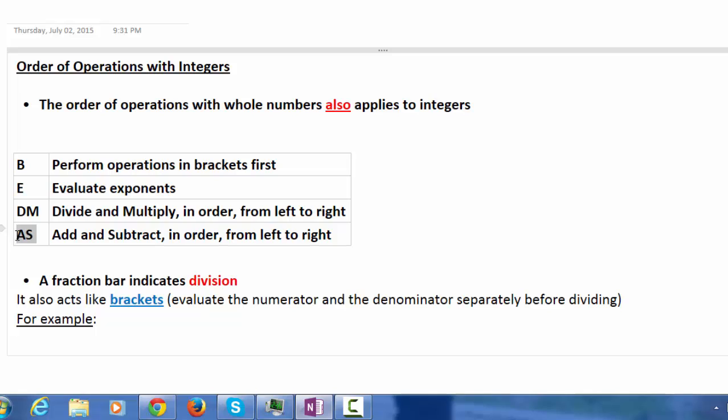The same thing for addition and subtraction. They have the same level, but we always start from left to right. Why from left to right? Because when we write any English word, we start from left to right, so it's normal. And if we respect BADMAS, we will get the best answer.